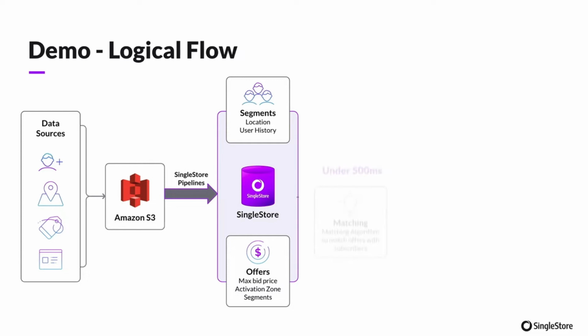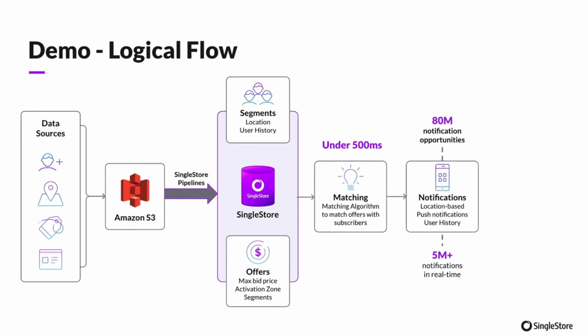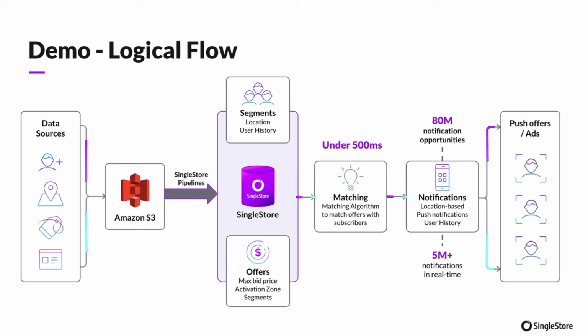What we'll then do, in under 500 milliseconds, is run a matching algorithm that takes real-time data and batch data, matches it up against segments that we've created, creates offers for customers, and then pushes them out as notifications. We'll assess 80 million notification opportunities and send out 5 million plus notifications to end user cell phones in this demo. So you'll see real-time data ingest, matching algorithms being run, and ultimately data being pushed to downstream systems.